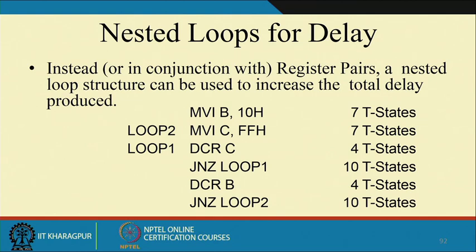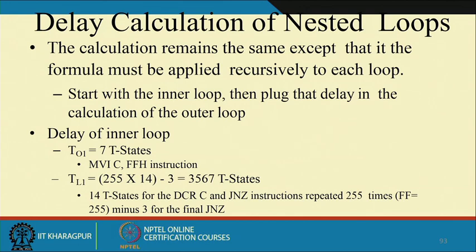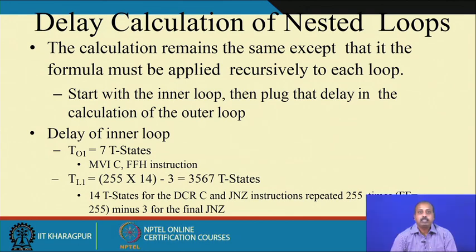So, this way we can have nested loops implemented, and this can have more delay compared to, say, a single register, if the values are properly chosen. So, we can get better delay than the register pair as delay. For nested loops the calculation is similar, except that the formula is applied recursively for each loop. We have to start with the inner loop, calculate the delay of the inner loop, and then go to the outer loop delay calculation, where this inner loop delay will become a component.